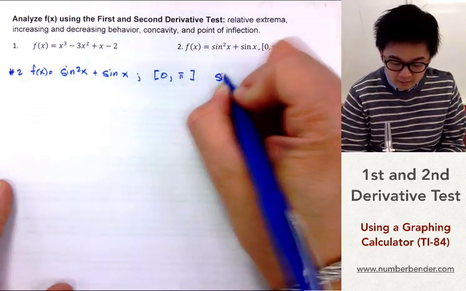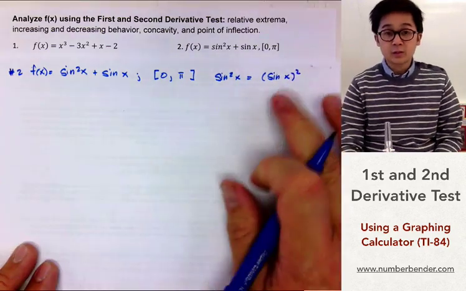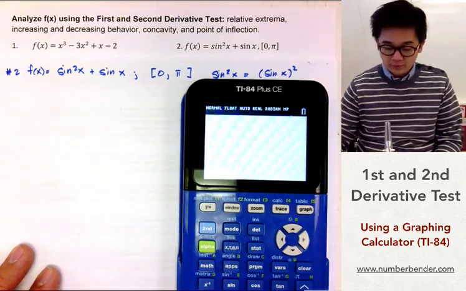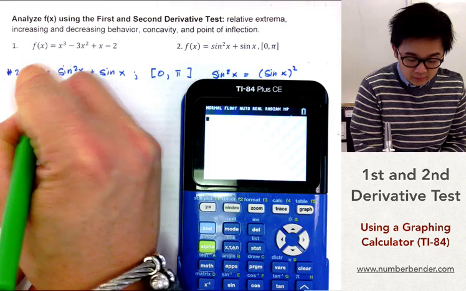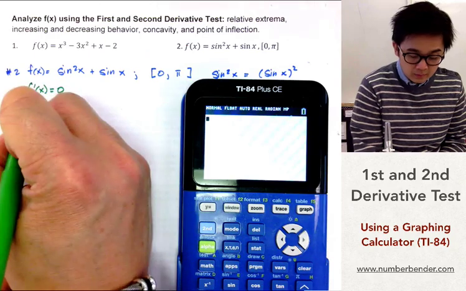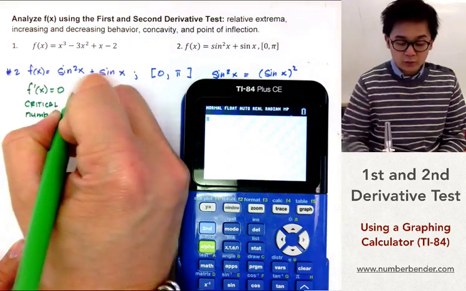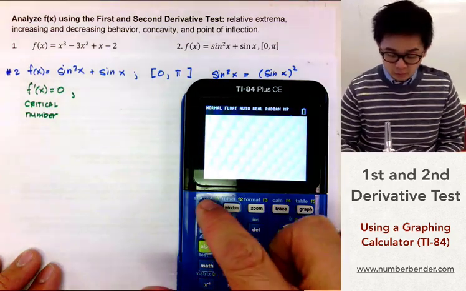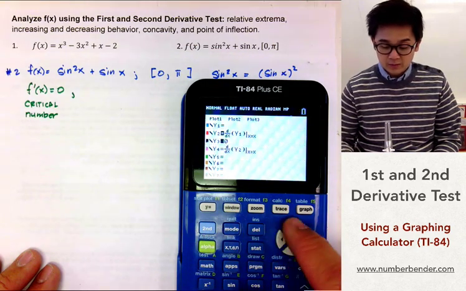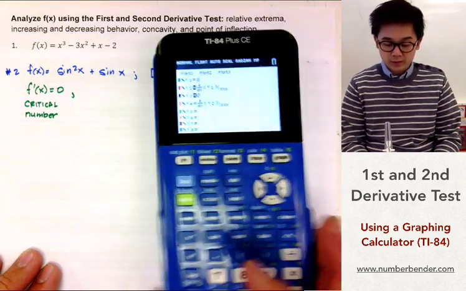So we know that sine squared x is the same as sine x squared, because this is the notation that we're going to be using in our TI-84 when we graph it. So let's go ahead and find f prime of x equal to 0, which will help us find the critical number for our first derivative test. So to do that, go to y equals, and since we already have the first derivative, the second derivative, and 0 from our first problem, all we need to do is to plug in our new function.